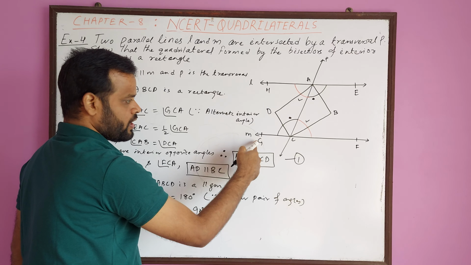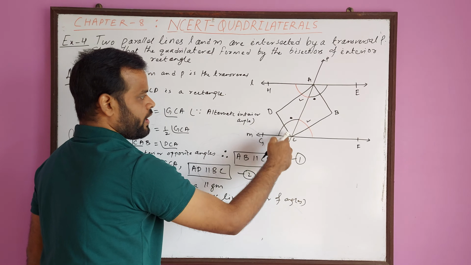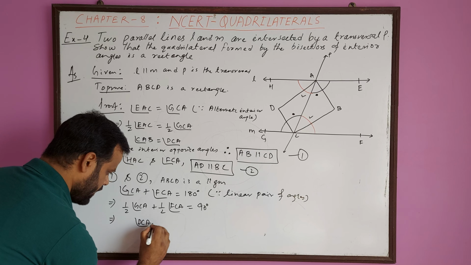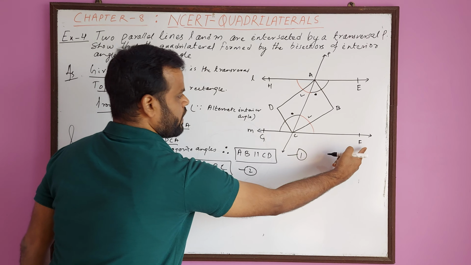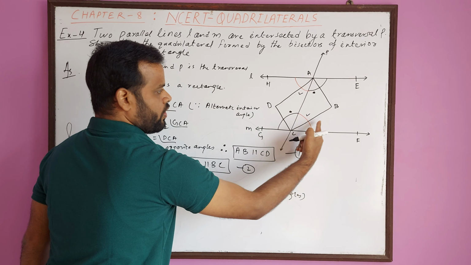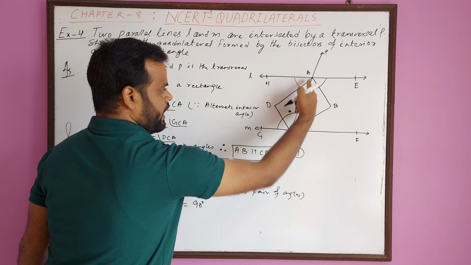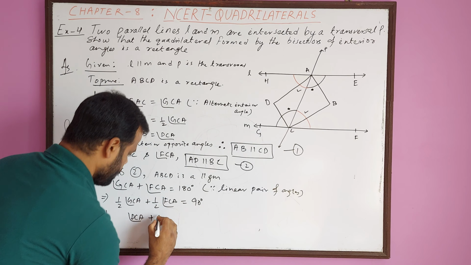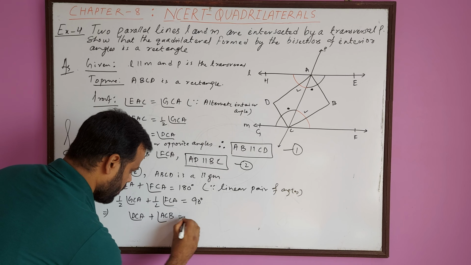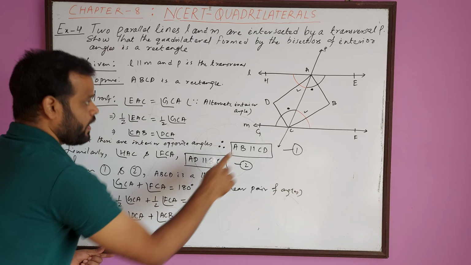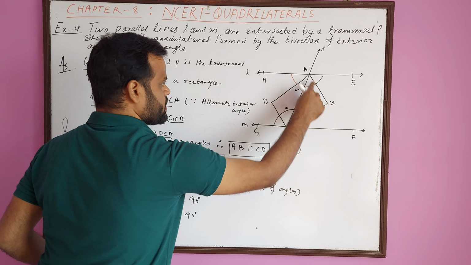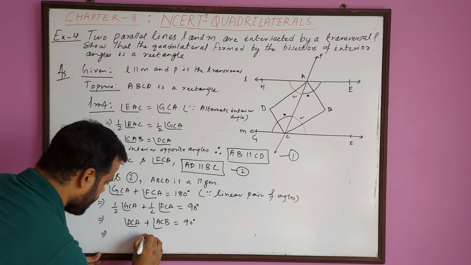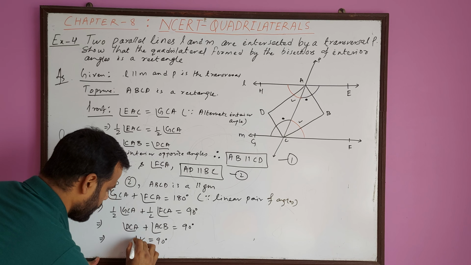So in place of half of GCA, we will write angle DCA, and similarly, in place of half of FCA, we will write angle ACB, which is equal to 90 degrees. But half of DCA plus half of ACB forms angle C inside the quadrilateral. So angle C is equal to 90 degrees.